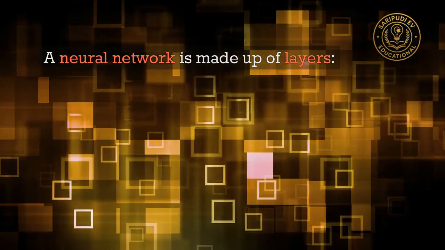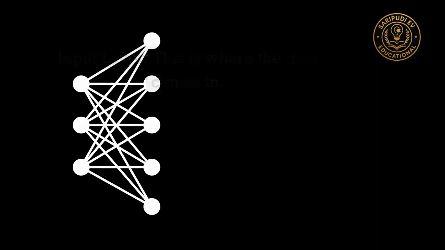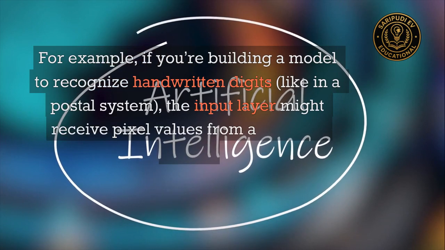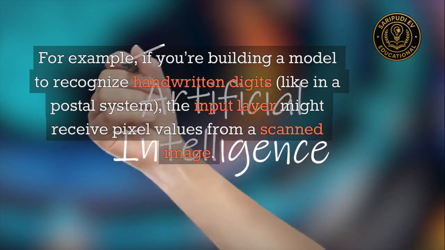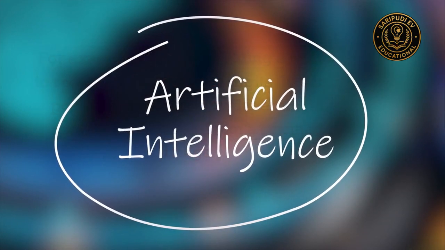A neural network is made up of layers. Input layer. This is where the data comes in. For example, if you're building a model to recognize handwritten digits, like in a postal system, the input layer might receive pixel values from a scanned image.